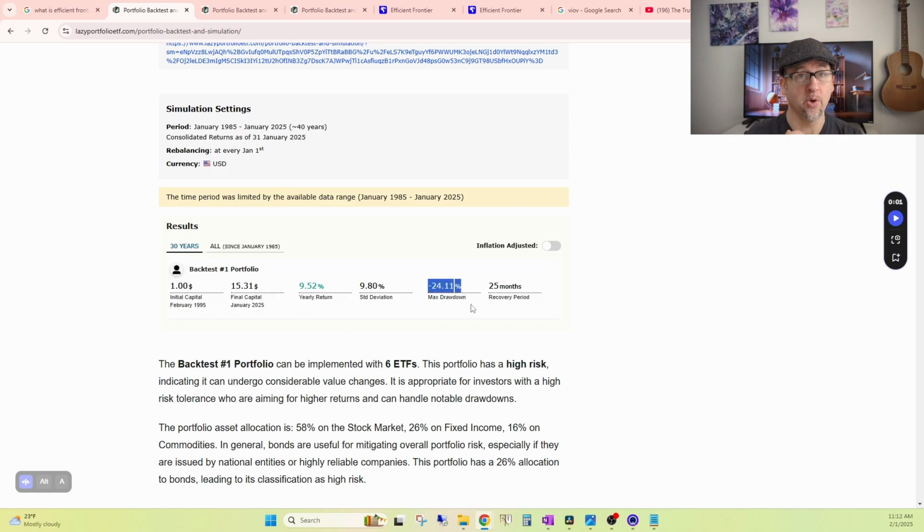Let's remember this 24%. I'm going to compare it to the other one, and then we'll show you that. Then we have 25 months to recover. So 25 months, just over 2 years to recover. So that means if you had the 24% drawdown, it should theoretically take you 24 months to get that money back up. Or 25, sorry. So let's remember negative 24 for max drawdown and 25 months to recover.